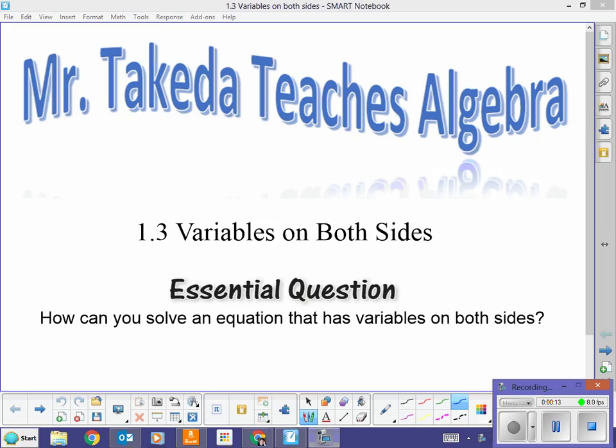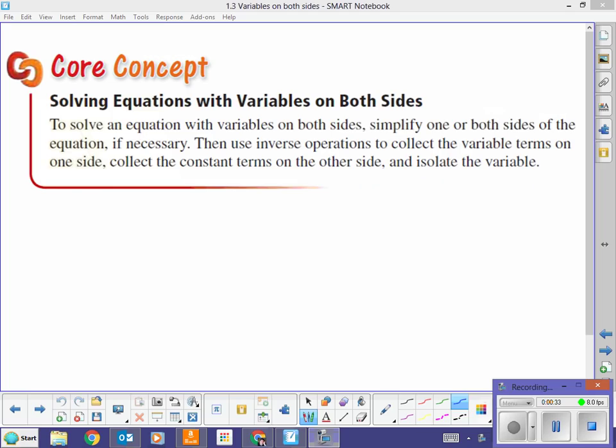This is lesson 1.3, in which we solve equations with variables on both sides. We already know the properties. We've already covered the properties that we're going to use to do this. Now it's just a matter of applying it to terms that have variables in it. Okay, so let's take a look at the core concept here.